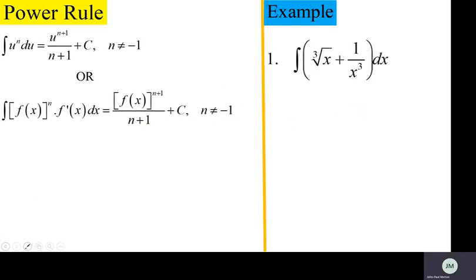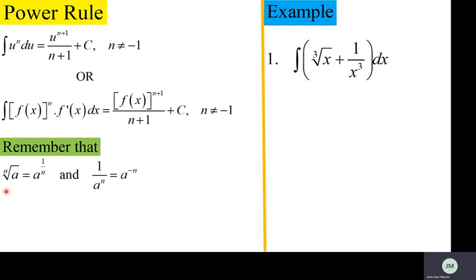So let's look at this example. First of all, we will have to write this one in exponential form. So we have this cube root of x. First thing we need to recall is that the nth root means a to the 1 over n. So this one will just be x to the power 1 over 3. And this one here, we take it up. When you take it up, the exponent will not be -1, so we won't have any problem. The exponent is not -1, so all we have to do is to add 1 to the exponent and divide by the new exponent in both cases.